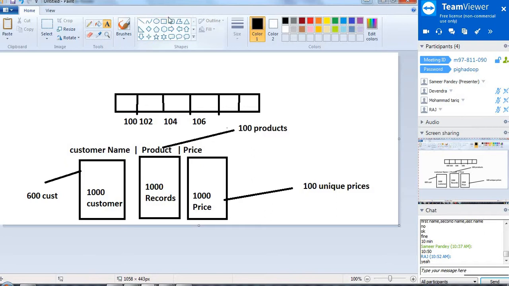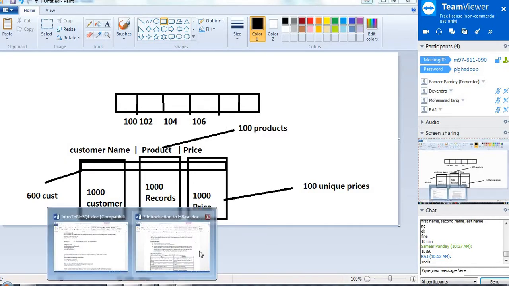Now when I say row wise, what is the issue? Row wise I will go like this. Is it possible that customer name, product, and price will be the same and we can compress it? No, that really won't give me an option to compress the data. But when I go the columnar way, we will get an option to compress it. Is it clear?